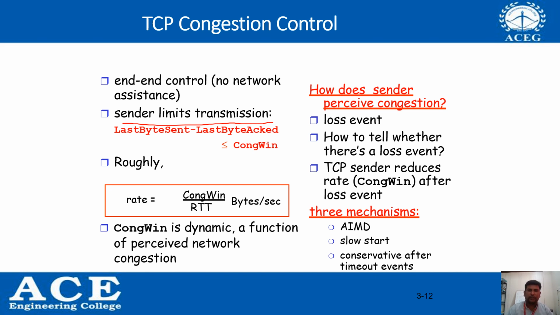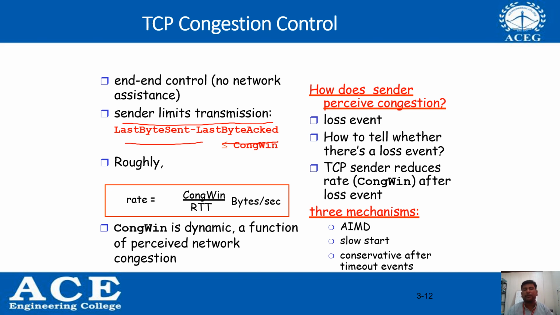So congestion window is the amount of data that a sender can send to avoid congestion, for which it will take as reference the last byte sent by the sender and the last byte acknowledged by the receiver. And the difference between these two must be less than or equal to the congestion window, so that there will be no congestion generated. The rate at which the data is transmitted will be calculated as congestion window divided by round trip time and is measured in bytes per second.